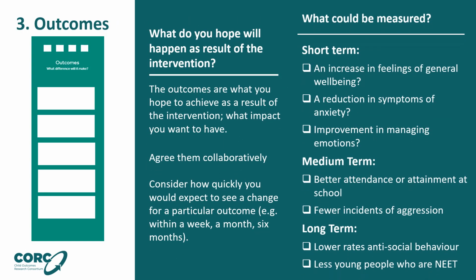Thirdly, we want to think about outcomes. Outcomes are the changes you hope to see as a result of the intervention. It's important that these outcomes are agreed collaboratively by all stakeholders. An important consideration at this point is the timeline for achieving these outcomes. Short-term outcomes will usually begin to emerge either during or immediately after an intervention. Medium term, up to 6 months after, and long term can be anything from 6 months onwards.